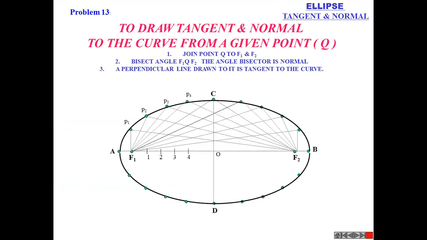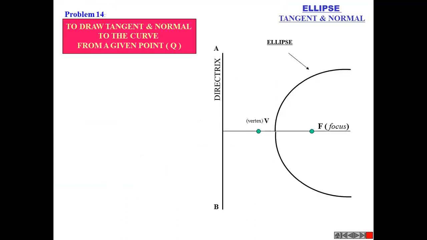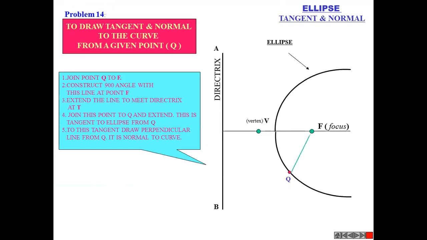Then we see how to draw tangent and normal to an ellipse. This is the first method using the focus, tangent and normal. And we also use the directrix method. The directrix method remains the same for all three curves. You join the given point to the focus, draw a perpendicular line to this generated line, which will cut the directrix at some point. You join the given point and the directrix intercept, that will give you the tangent, and then the line normal to this tangent will be your normal.